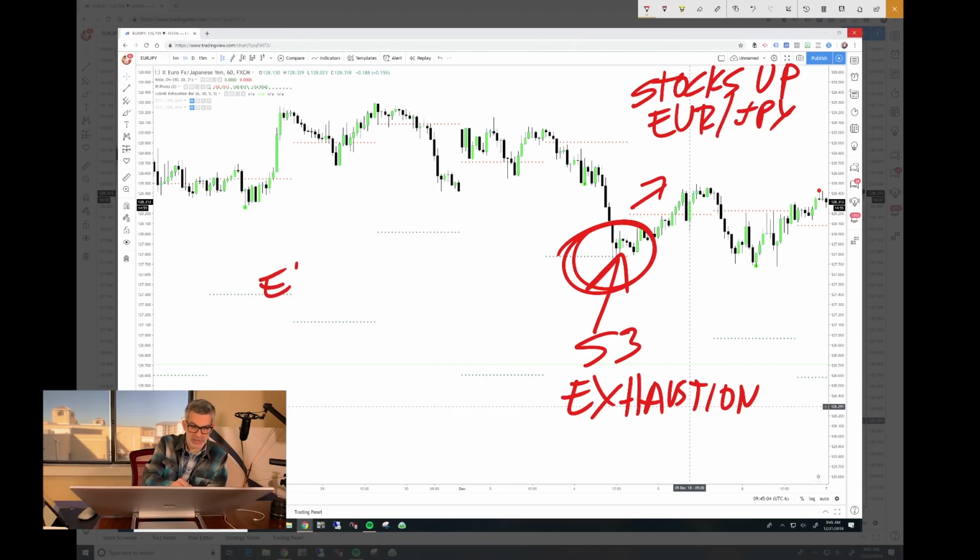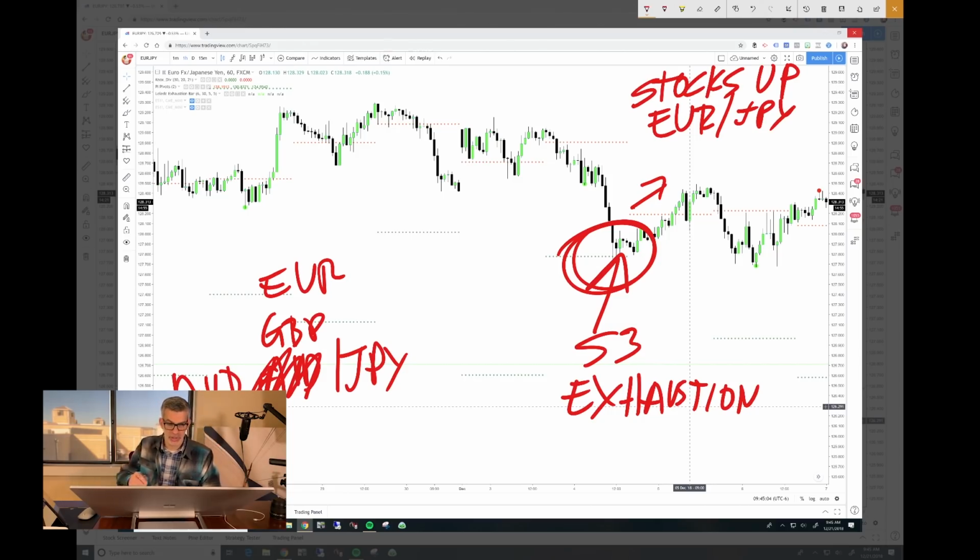And you could do this for the euro yen, the pound yen, the Australian dollar, Japanese yen. That's the worst AUD you've ever seen. All of those are going to go up on a day when stocks go up. But the converse is also true.